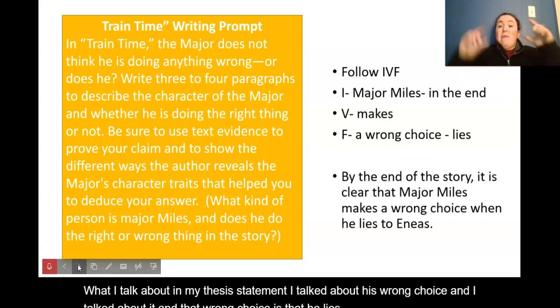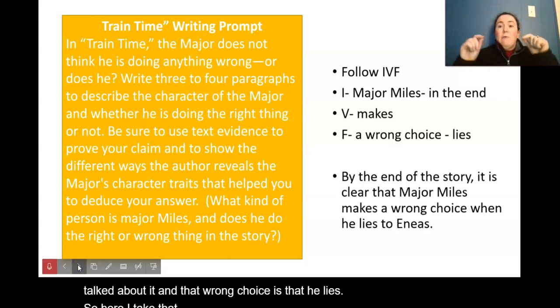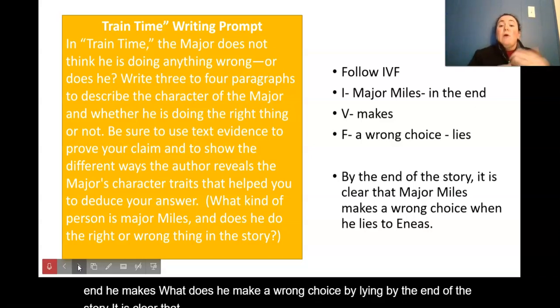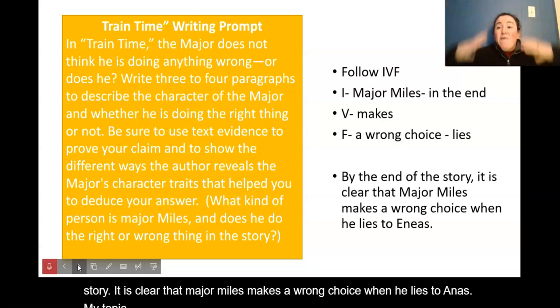So here I take that IVF. I just planned it out real quick. Okay, Major Miles, by the end, what does he make? A wrong choice by lying. By the end of the story, it is clear that Major Miles makes a wrong choice when he lies to Aeneas. That's my topic sentence. Everything else in this paragraph is going to prove lying to Aeneas was his wrong choice.